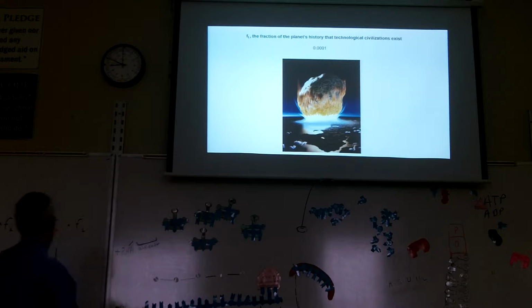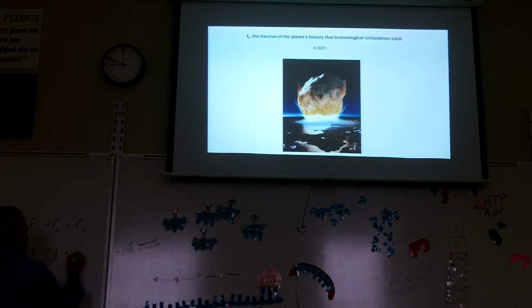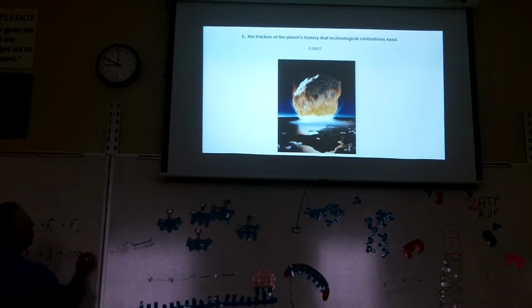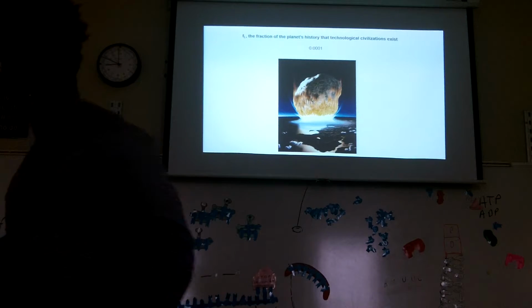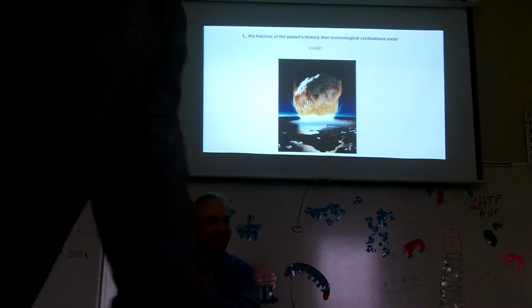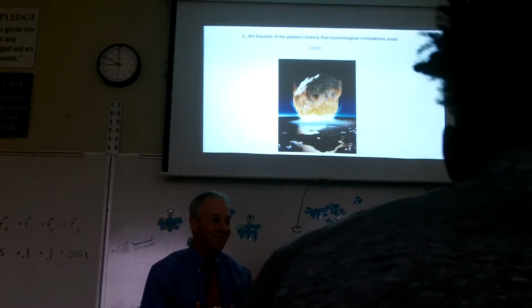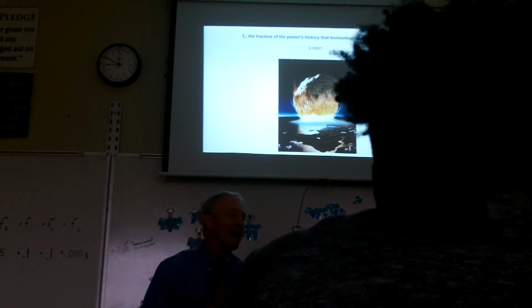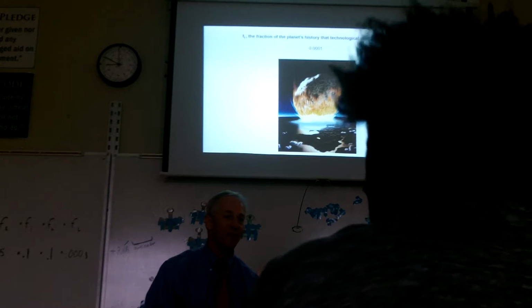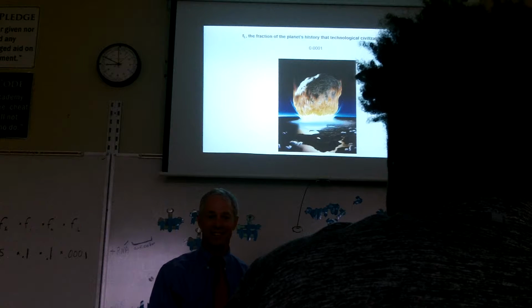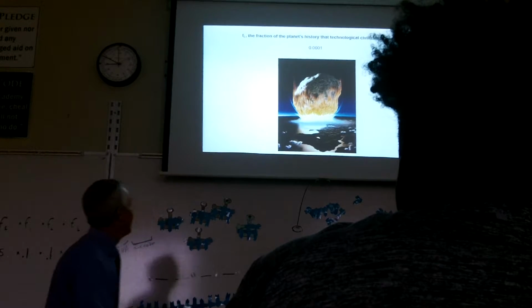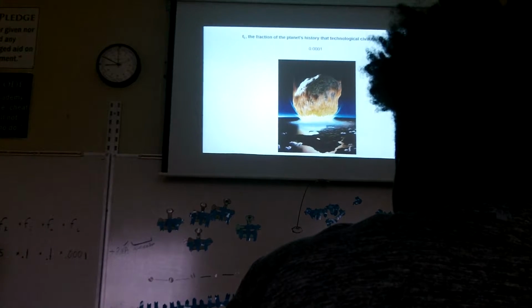Scientists have come up with a number that's probably conservative, 0.0001. That's the average fraction of a planet's time that is filled with a technological civilization. 1/10,000th of the history of the planet has the technological radio producing civilization. So let's take all these numbers and add them up.